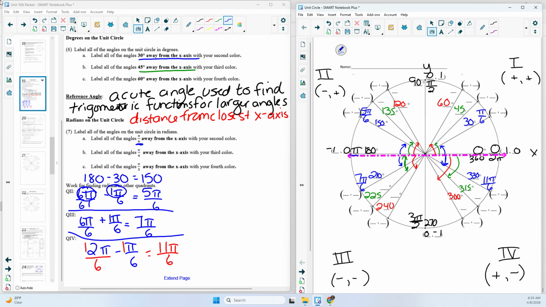And you'll notice all of those angles with a reference angle of pi over 6 have denominators of 6, which is really nice, right? Because then we can kind of see how they match up together. So we're going to move over to the 45s, and we already did the 45s in a different way, but we're going to think about our reference angle method. So I know 45 has a radian measure of pi over 4.